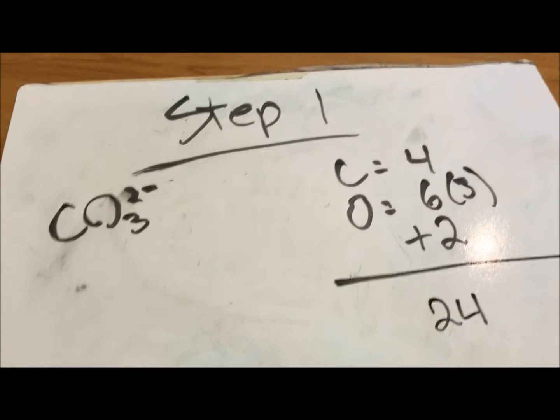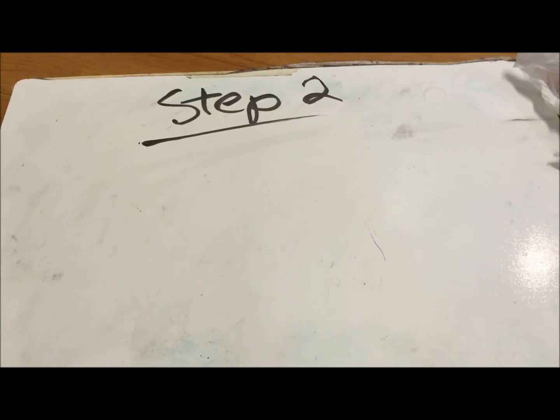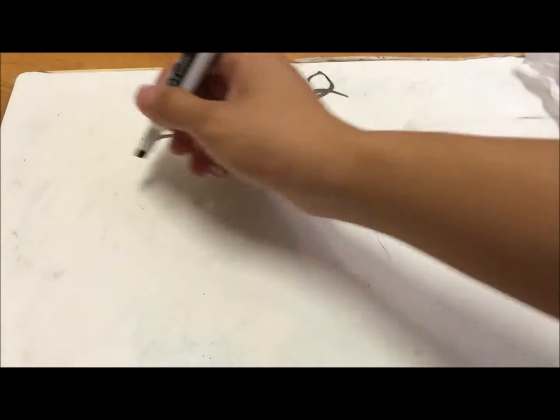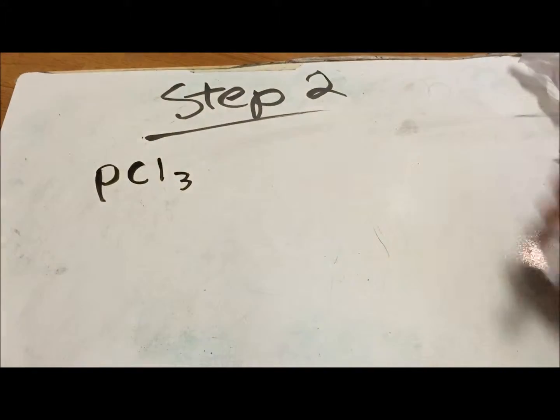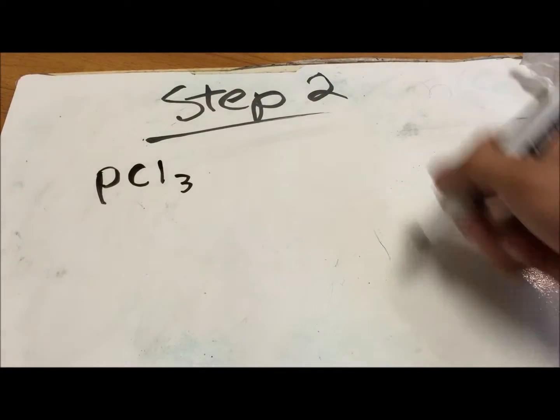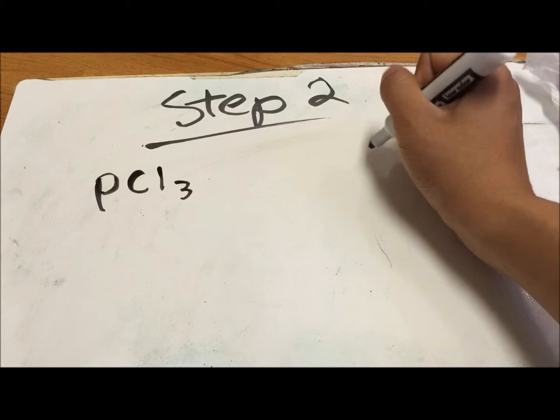So now we're going to talk about the central atom in a molecule. This only occurs for a molecule that has 3 or more atoms. So we're looking at PCl3. Now, the central atom will be the one that has the least electronegativity. As you can see in the periodic table, phosphorus, P, has lower electronegativity than chlorine, Cl. That means that P will be the central atom in this molecule.